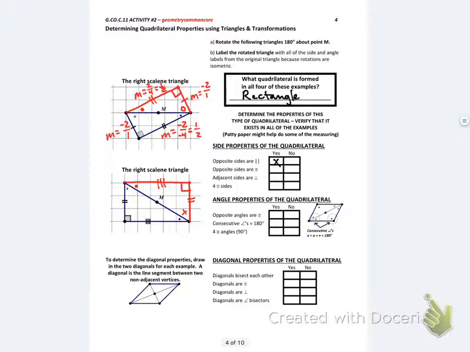Okay, opposite sides are congruent. True or false? True. That's a parallelogram property, so it's going to be a rectangle property also. Adjacent sides are perpendicular. That one is also true. Now, if you know it's a rectangle, you don't need to worry about this, but it is something that I want you to be aware of.